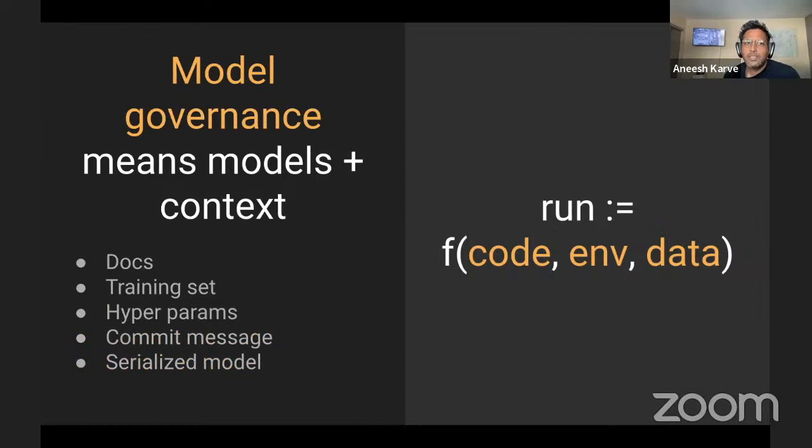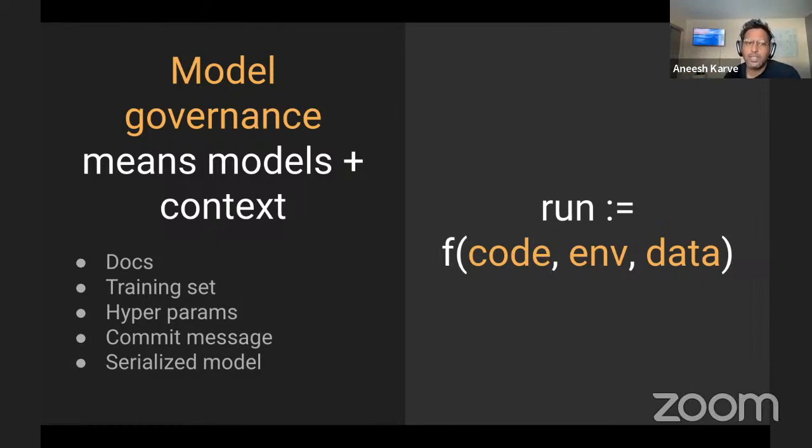So what does this mean? This means that model governance, the process of governing models, is about models with their full context. What is context? The documentation for how you use the model, the training set that produced the model, the hyperparameters that produced the model, the commit message, right? The human reason why this model iteration was produced. Hey, this is a drift from production, or, oh, our training set was skewed. And then finally, the model itself.